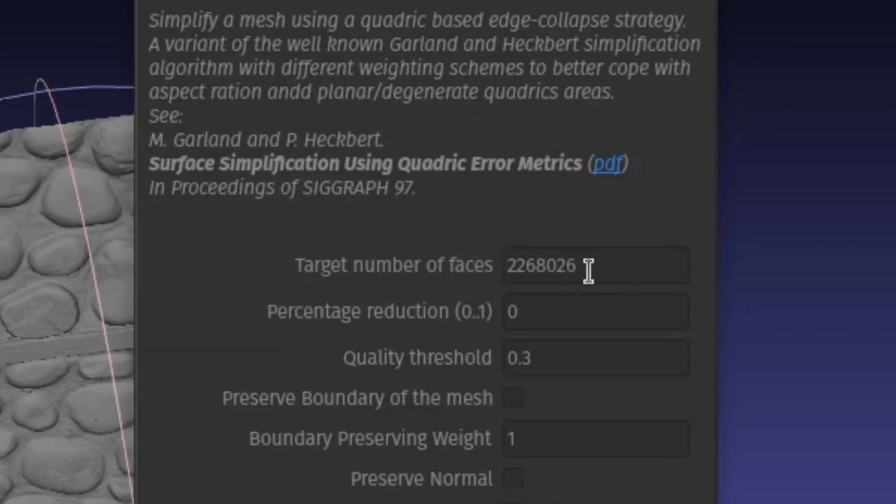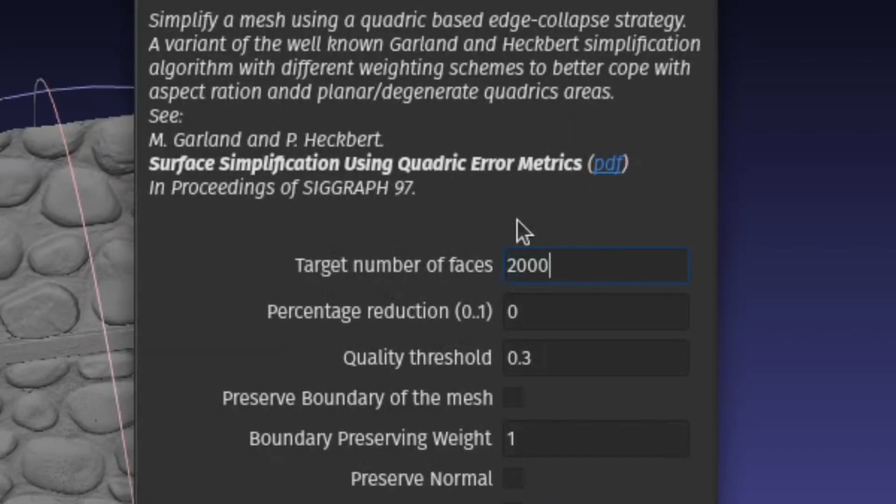Then we'll decimate the model by going to Filters, Remeshing Simplification and Reconstruction, and then clicking on Simplification Quadratic Edge Collapse Decimation. Set the target number of faces to whatever you want. I'll set it to 20,000 and click Apply.